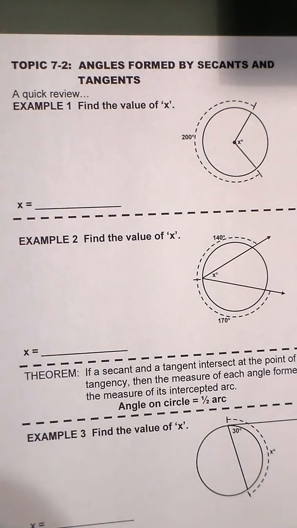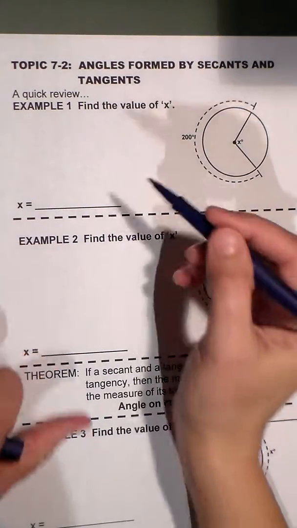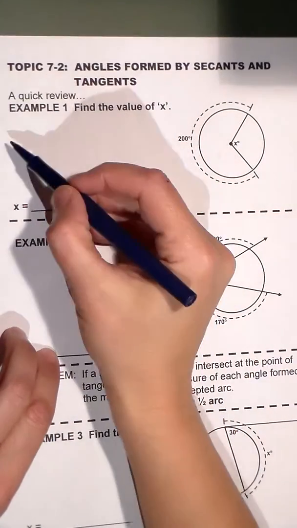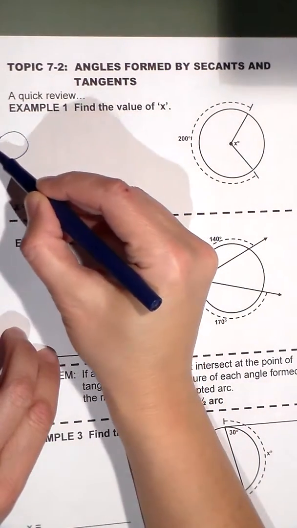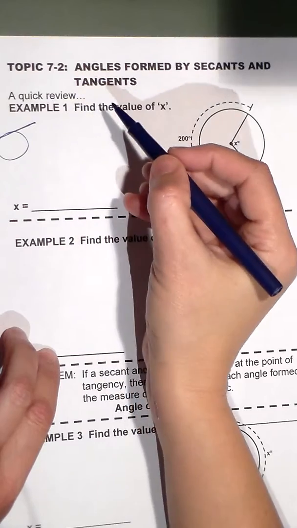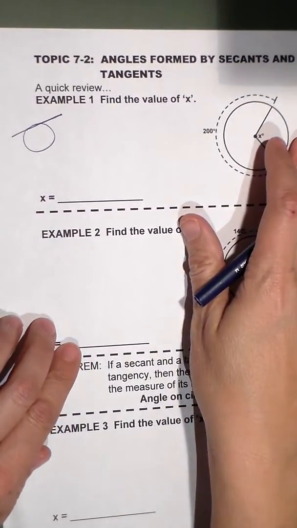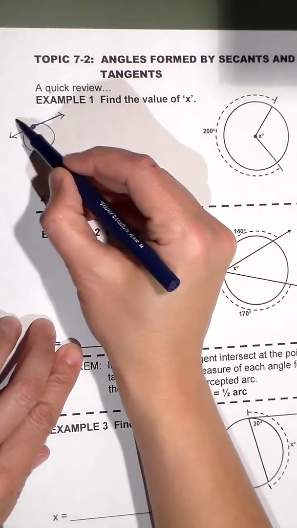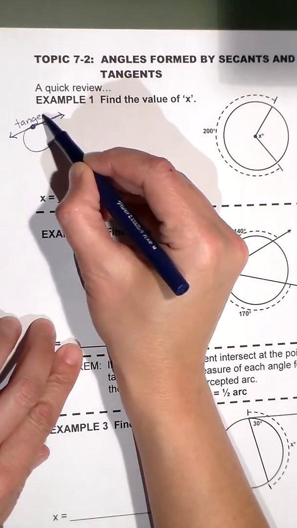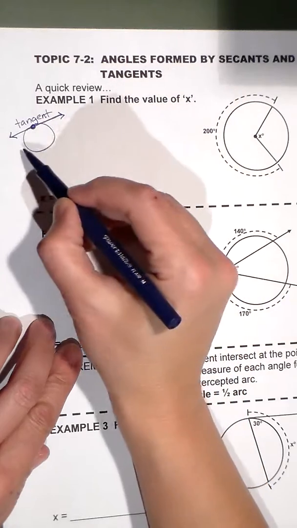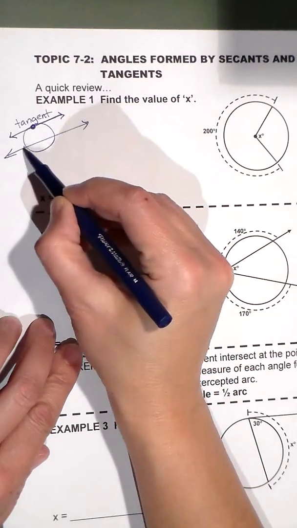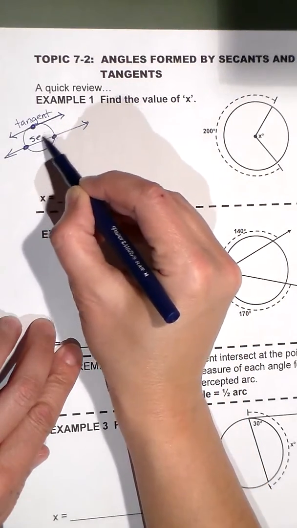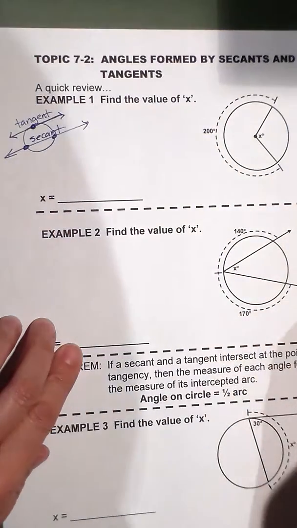Okay, so we're looking at angles that are formed by secants and tangents. Now, if you remember, a tangent is a line that intersects the circle at one point. That's a tangent. Then you've got a secant, which is a line that intersects the circle at two points. So that's your tangent and your secant.